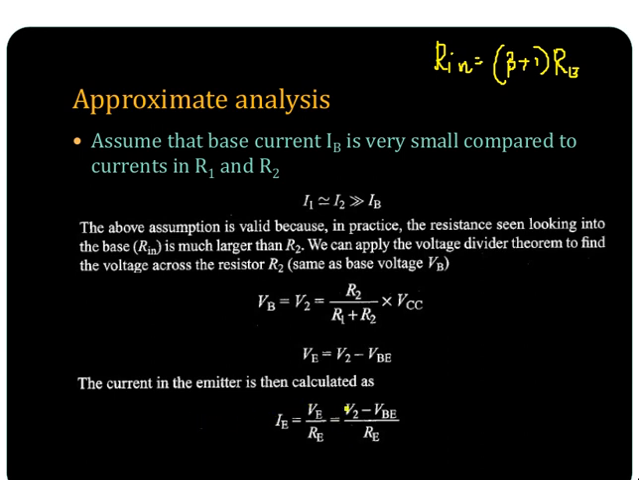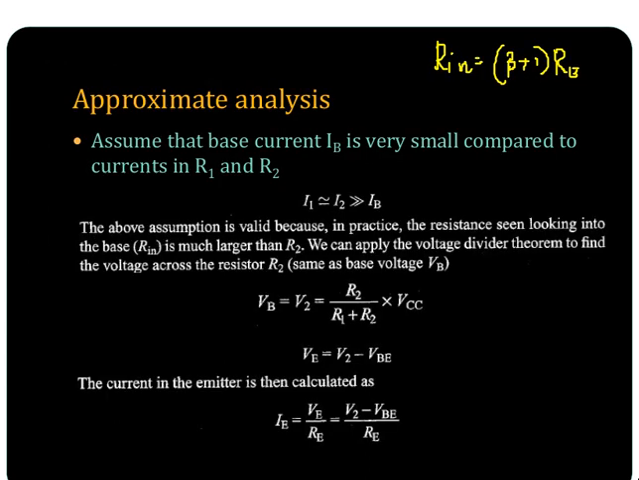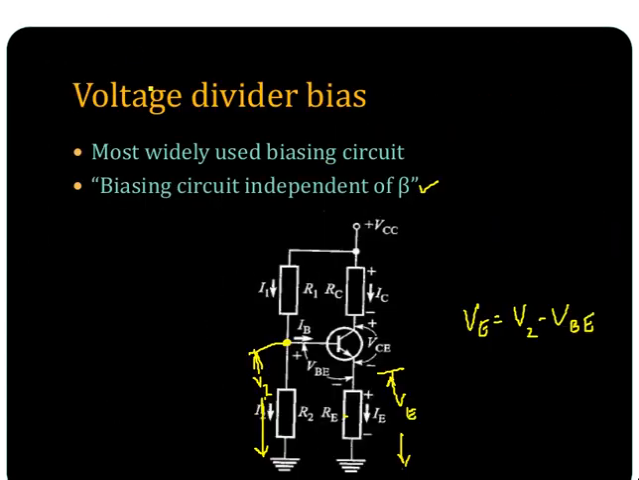So the current in the emitter, IE, can be calculated as VE by RE, or V2 minus VBE by RE. The voltage in the collector measured with respect to ground, VC, equals the supply voltage VCC minus the voltage drop across RC. Which is this voltage VC? Again, I'll mark VC here. This is VC.